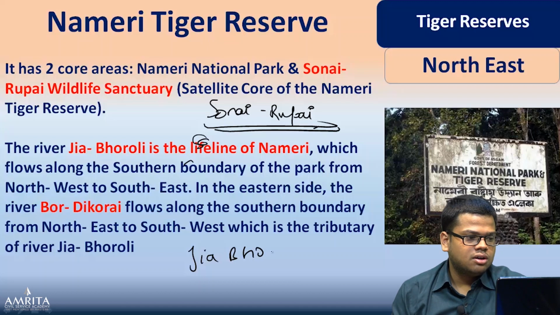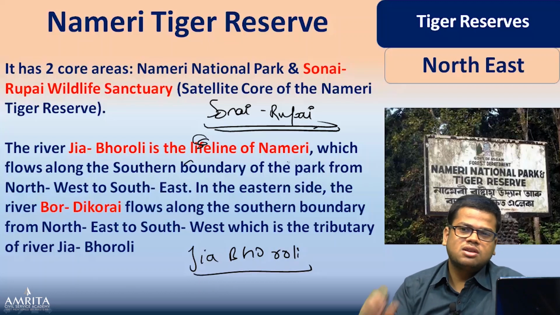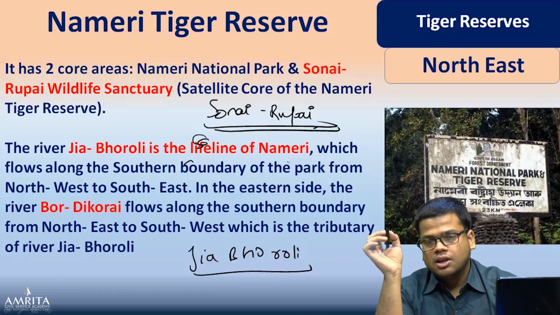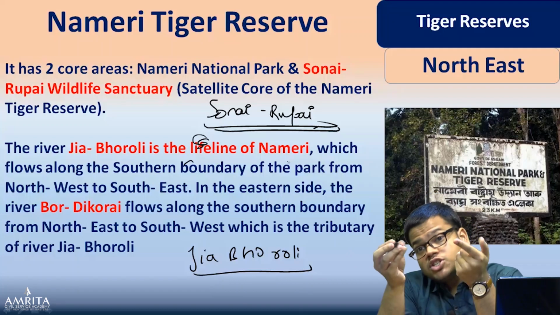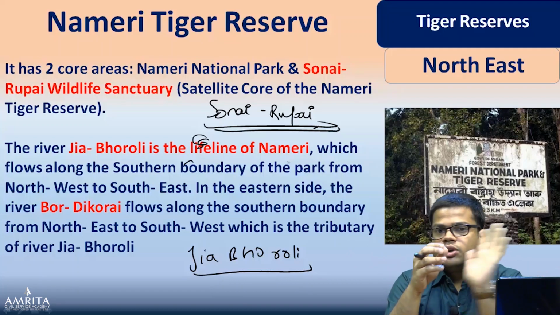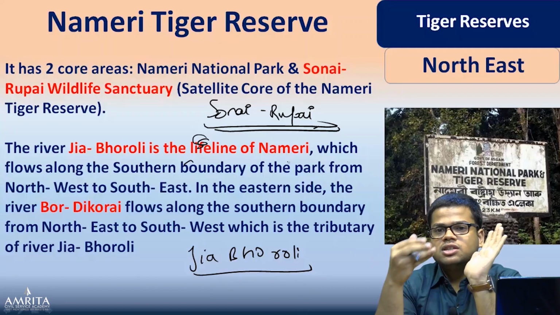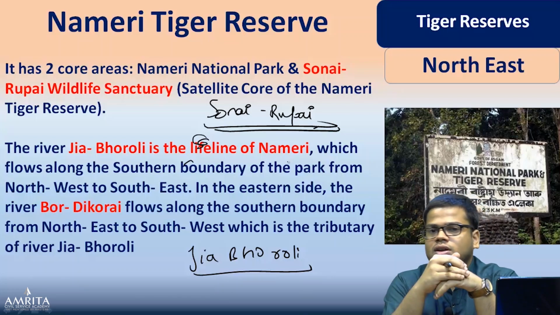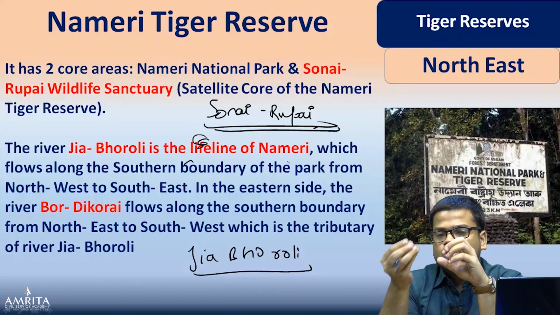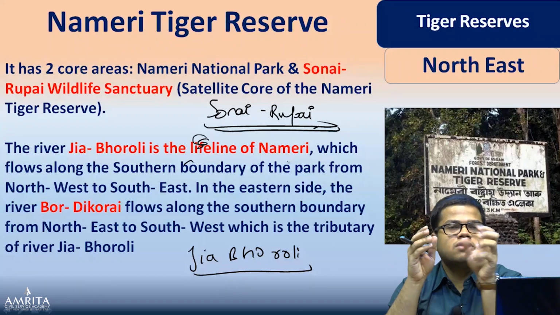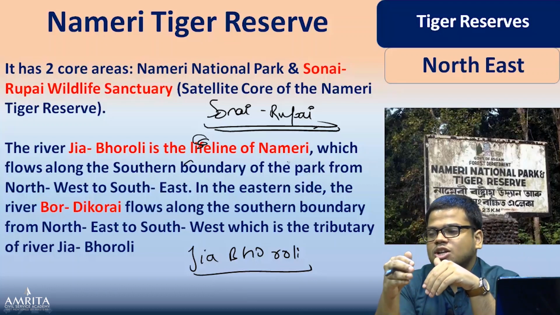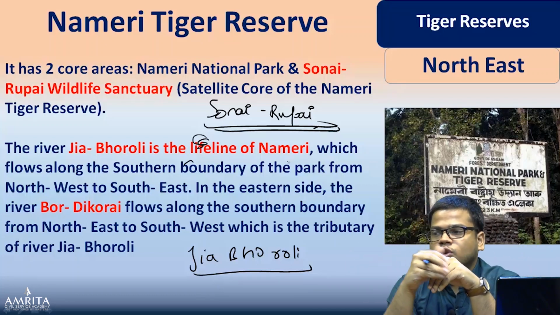Again, two rivers are mentioned. Jia Bhoroi is considered the lifeline of Nameri, a very small river. You don't have to remember its name or origin. But if a question comes about which river, now if you read it today, that's why I'm repeating things which I should not, so that you get a feel of it, and we won't be covering these things in the next session, because you need to put structures in your mind for how the question will come. Unless you see how questions are coming, you will face them in the test series.